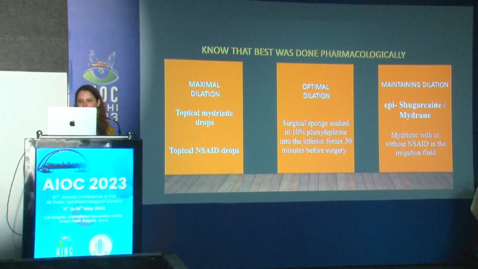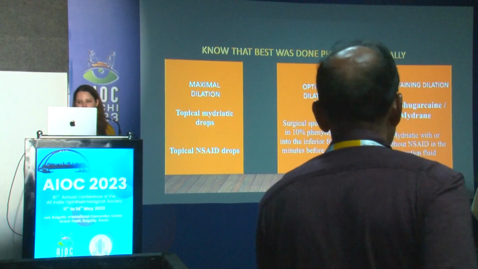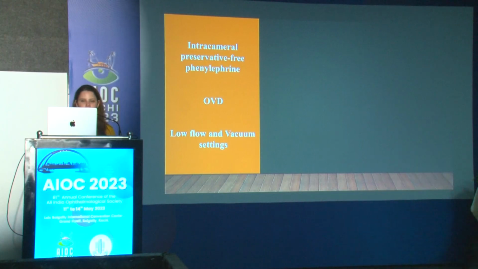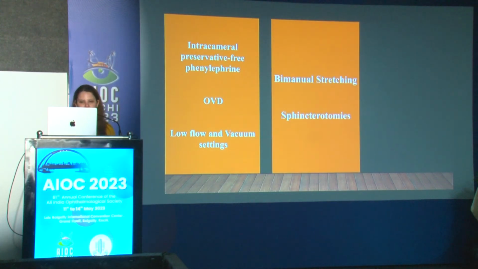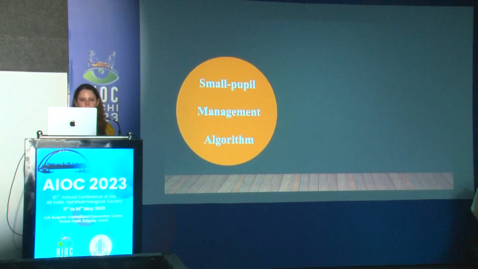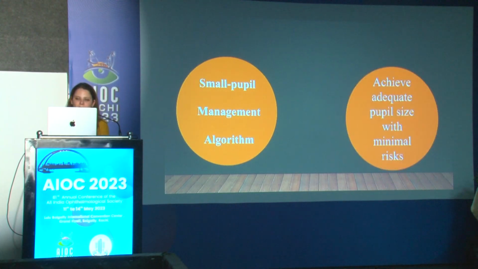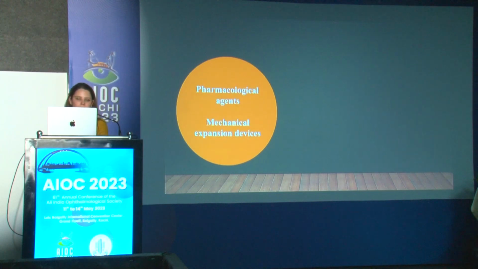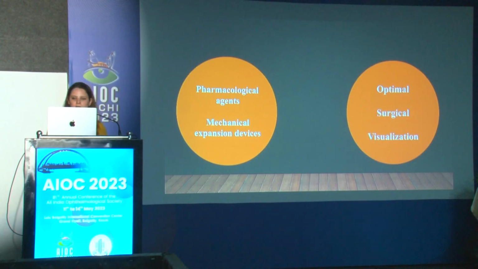We can do it with Epi-Shugarcaine, Mydrane, mydriatic with or without NSAID in the irrigating fluid. After that, intracameral preservative-free phenylephrine, OVDs with low flow and vacuum settings, bimanual stretching and sphincterotomies after we're done with the pharmacological part, and then the pupillary expansion devices. So we always need to have a small pupil management algorithm. It will help us to achieve adequate pupil size with minimal risks. So know your pharmacological agents, then mechanical expansion devices, and we can get optimal surgical visualization while following this algorithm.